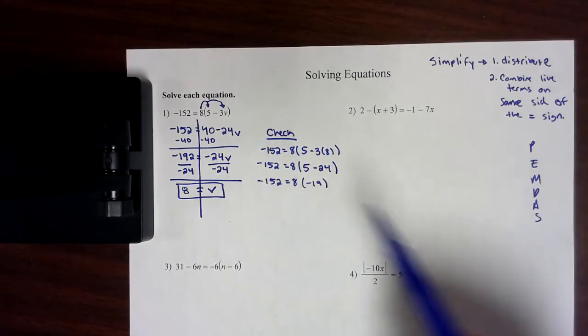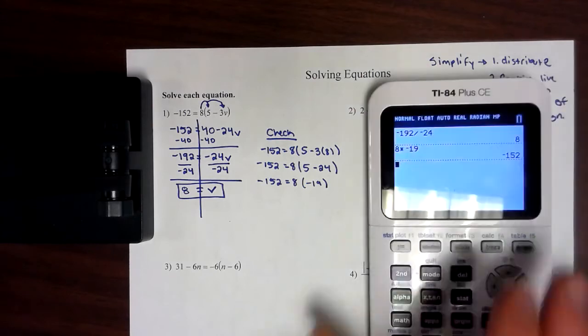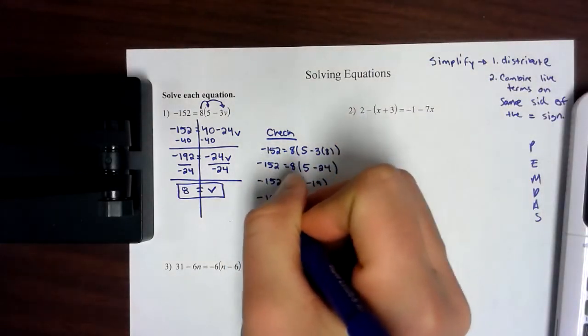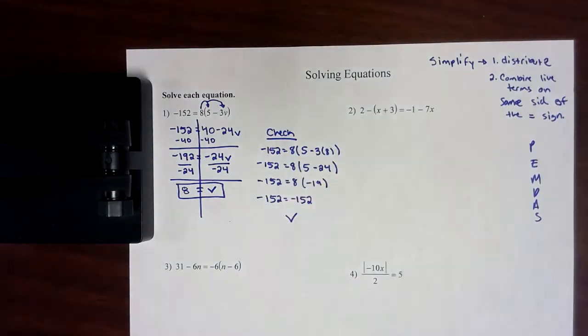Multiplication, yes, right? 8 times negative 19. What is 8 times negative 19? Hopefully it is negative 152. And yes, it is. So by the fact that we're ending with negative 152 equaling negative 152, we have checked our work and confirmed that 8 is a solution to this equation.